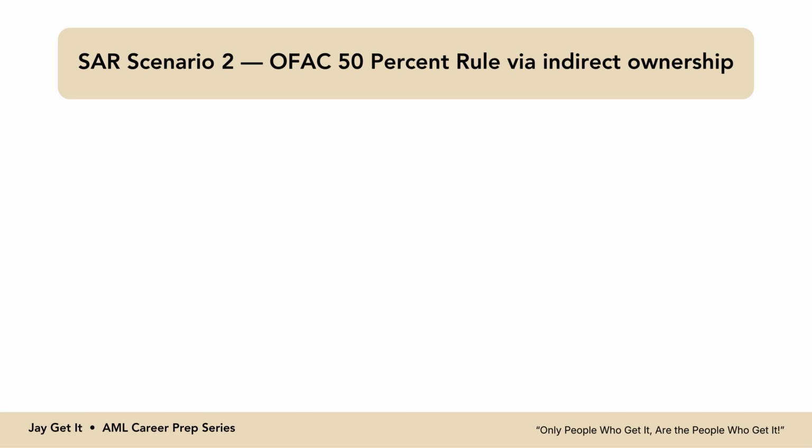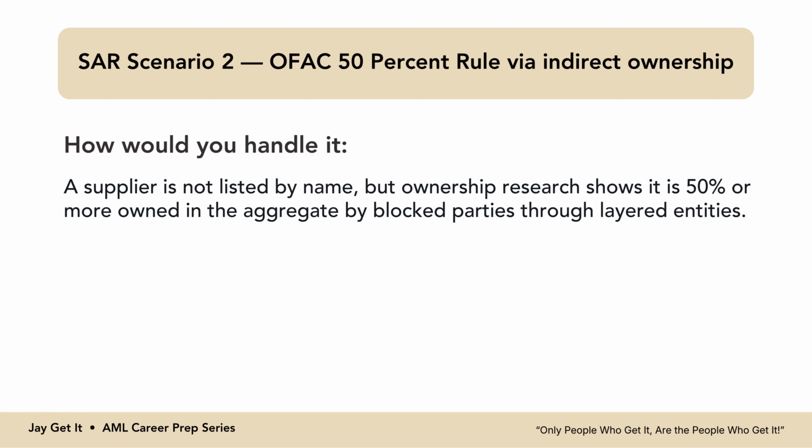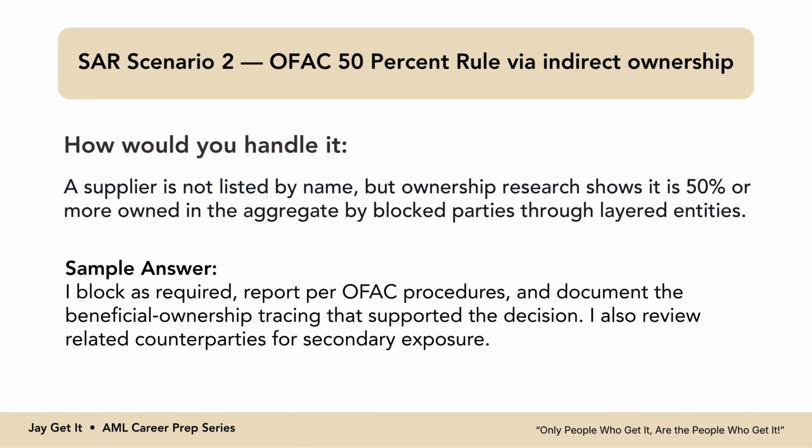SAR Scenario 2, OFAC 50% rule via indirect ownership. How would you handle it? A supplier isn't on the SDN list by name, but screening and ownership checks reveal it is 50% or more owned in the aggregate by blocked parties through layered entities. Sample answer. I block as required, report per OFAC procedures, and document the beneficial ownership tracing that supported the decision. I also review related counterparties for secondary exposure.